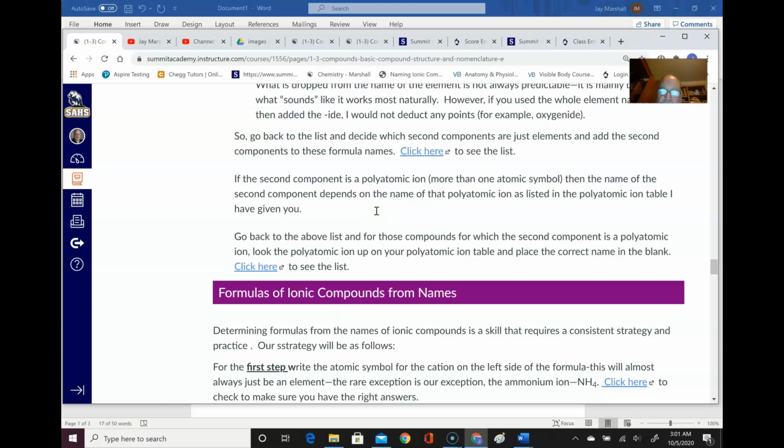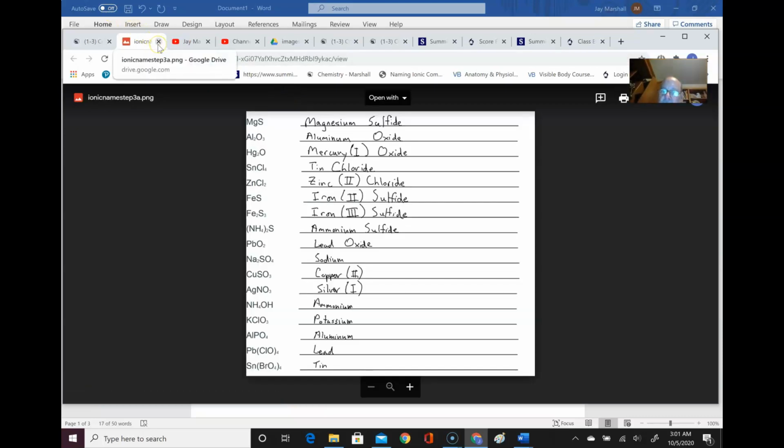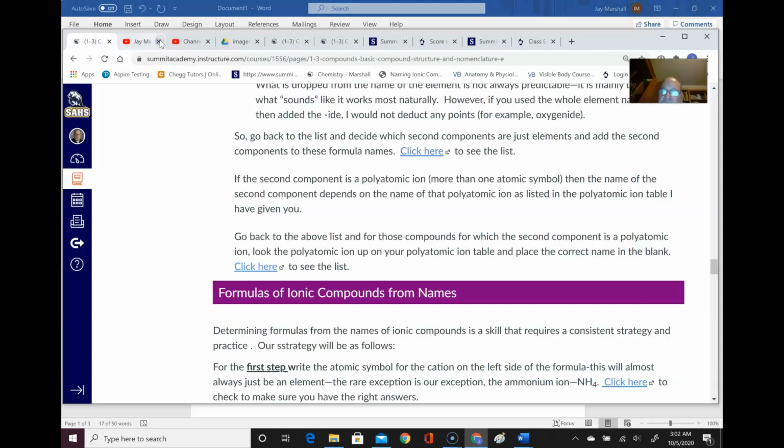And so if the second component is a polyatomic ion, then the name of that second component depends on the name of that polyatomic ion as listed in the polyatomic ion table I've given you. So go back to the above list, and for those compounds for which the second component is a polyatomic ion, look it up on your polyatomic ion table and place the correct name in the blank. Oh, by the way, this is the finished product for the second components that are just elements.